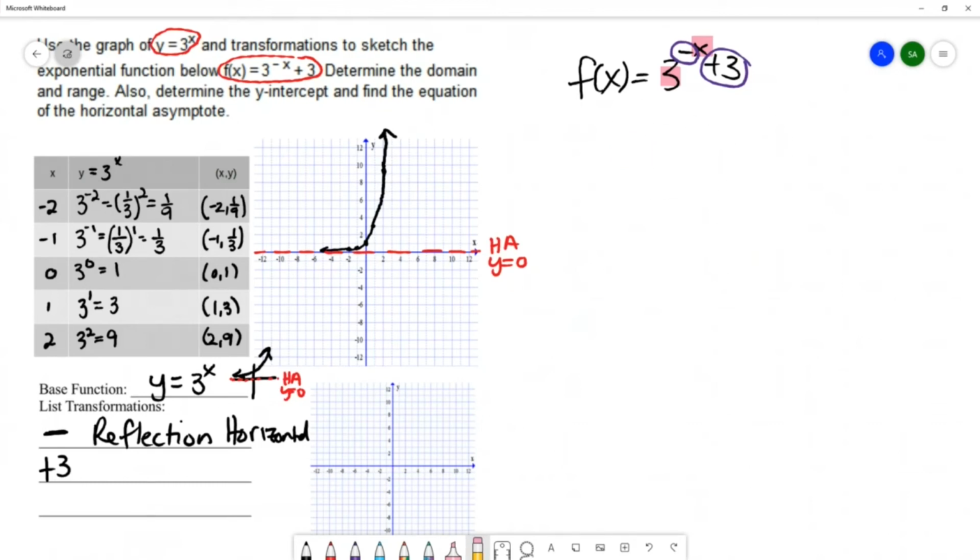The plus 3 is a shift. When you add and subtract onto your base, you have shifts, and you could have a vertical shift or a horizontal shift. And because this is adding on the outside, adding to the overall base, this is a vertical shift, and because it's a plus, it's going to shift up. So this is going to help us draw the graph.